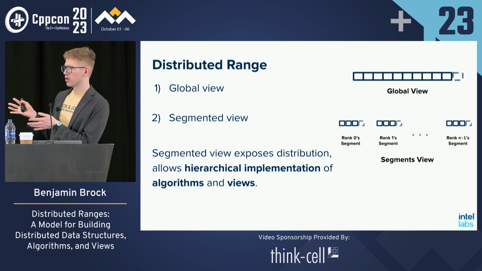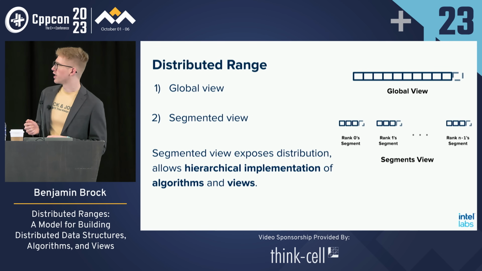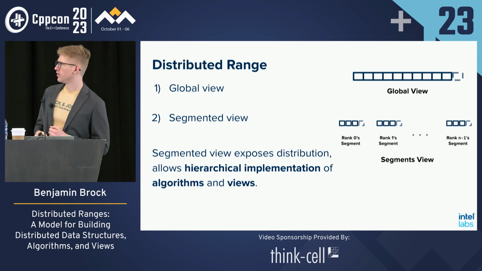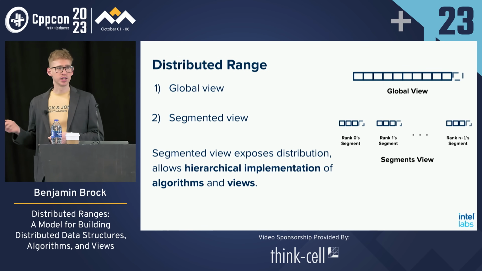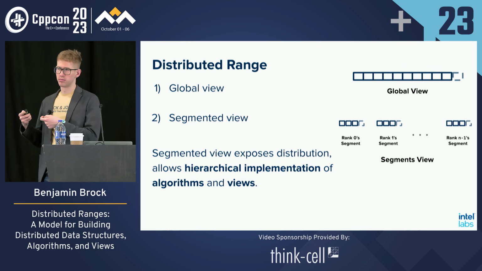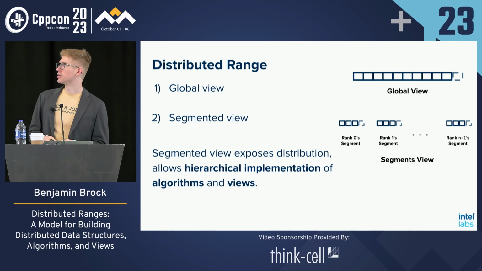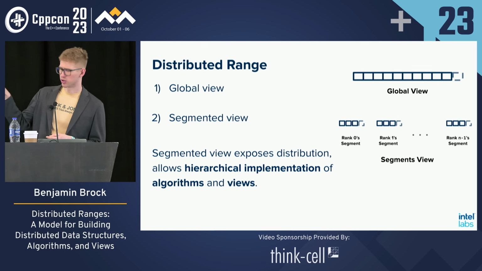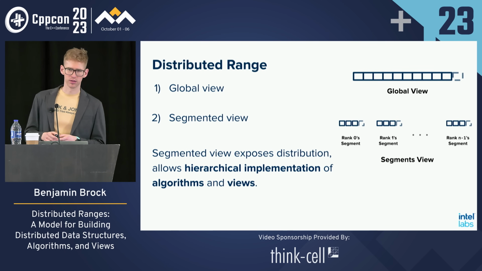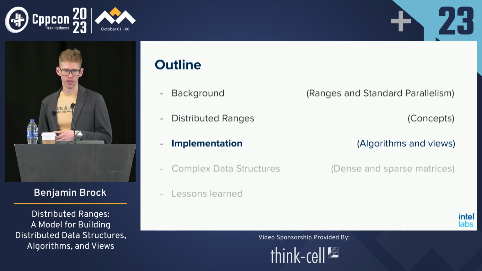So given a distributed range, we basically have two things. We have this global view of our data, and then we have this segmented view of our data. And the segmented view exposes the distribution. The nice thing about this is that it allows us to use components that we already have, like the ranges library, in implementing our distributed algorithms. So we can split up this data and then execute on each of our segments using normal C++ algorithms.